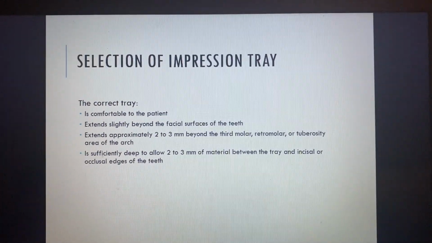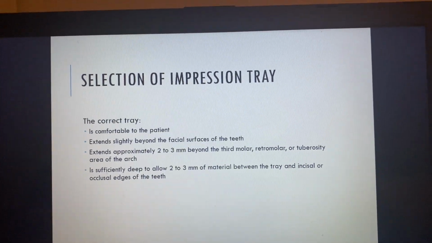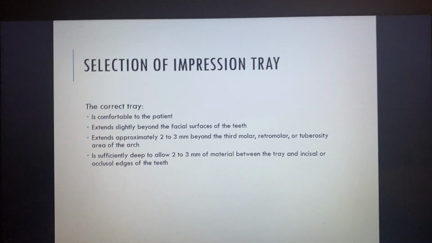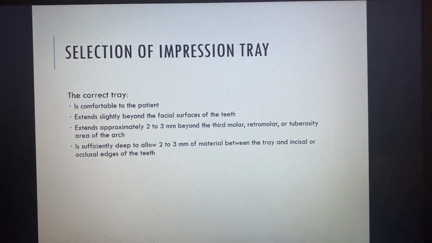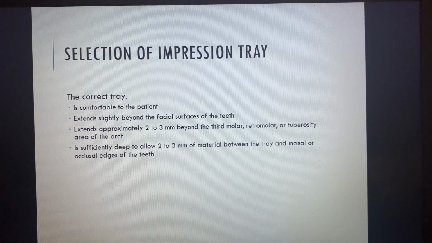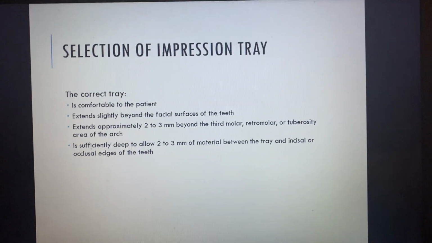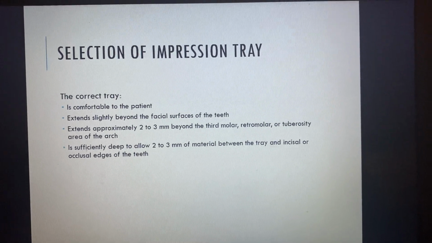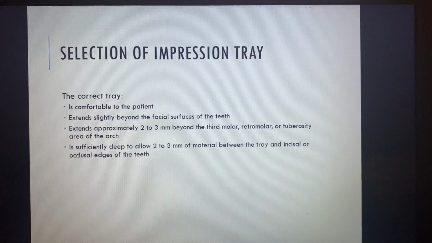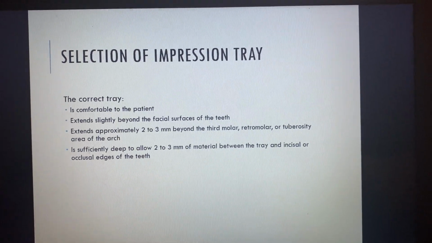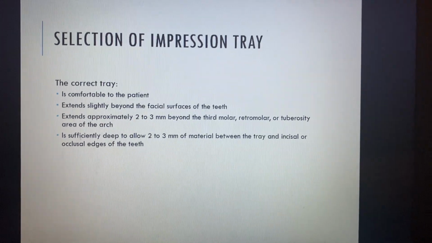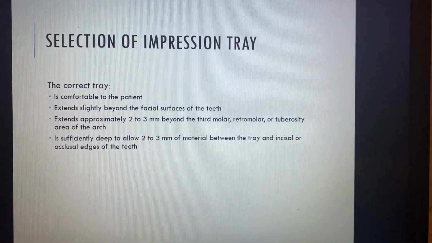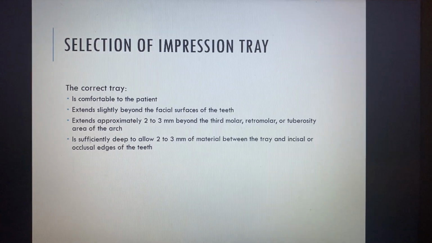So, selection of impression trays. It has to be comfortable to the patient. Can't be too tight. It has to extend beyond the facial surfaces. That means that once you put that tray in, it should not be so tight that it fits snug over the anterior teeth, or the front teeth. You want to make sure they have a little bit of room. It needs room so the impression material can be formed around the tooth. If it's too tight, you don't always get a good impression, or you get tearing, and you don't want that. So just be mindful of the tray size.